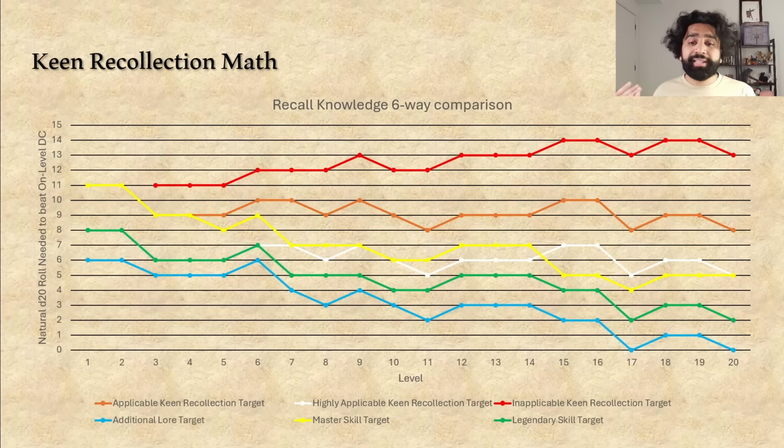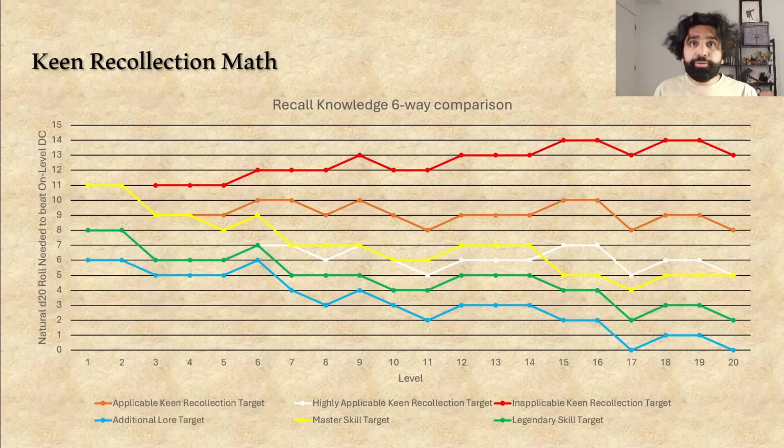If you rule Keen Recollection that way, then I would say by around level 8 or so, Keen Recollection just stops being worth using. And if you rule it in the way where it's just not allowed to apply to anything other than a predefined skill, it's never worth using. It starts out at a 6-point difference, and it ends at a massive 13 to 14-point difference. That means it's just not worth using. It's terrible. And that is why I recommend ruling Keen Recollection in the white line way.